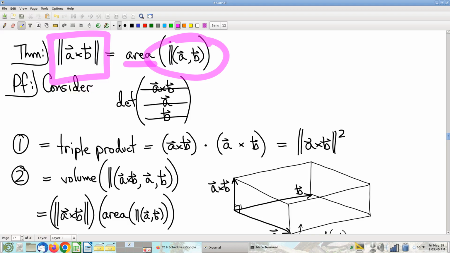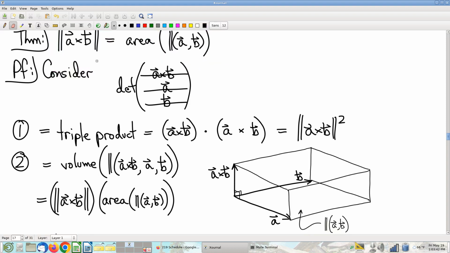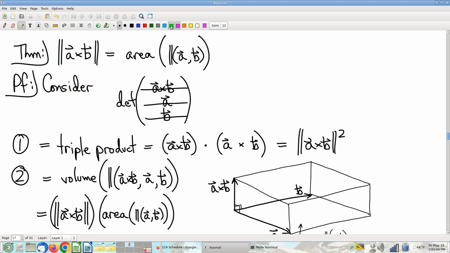Now, I'm going to call your attention to a couple of notational things here. I like this notation.